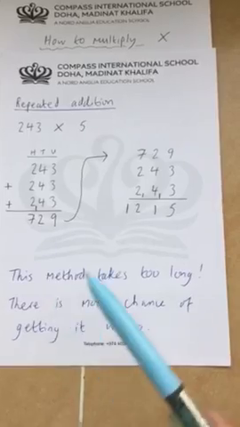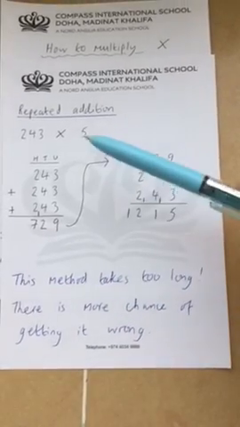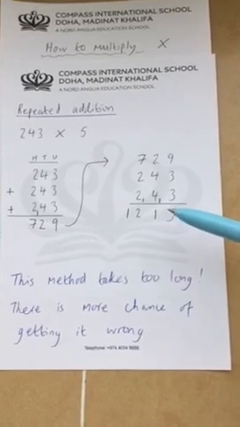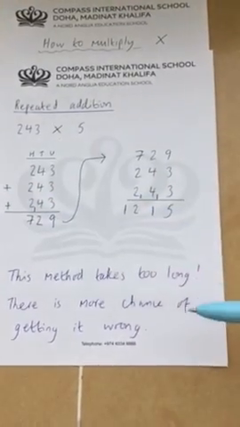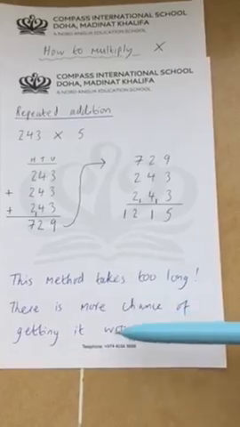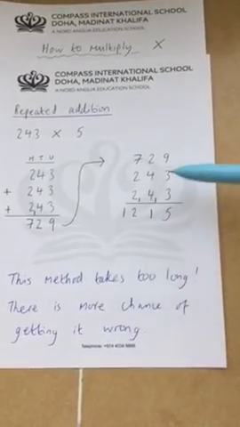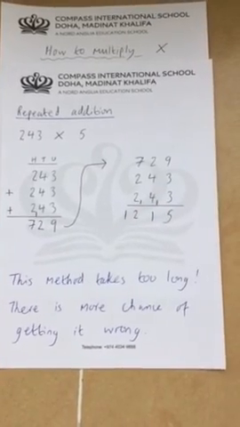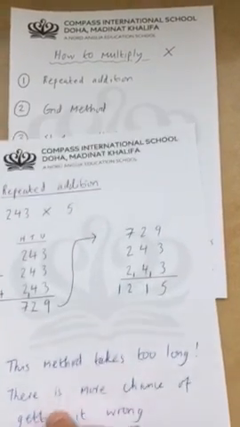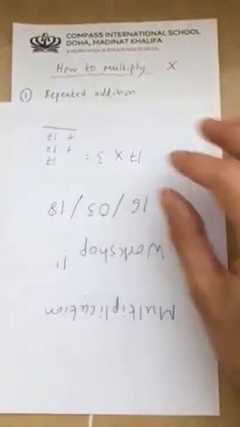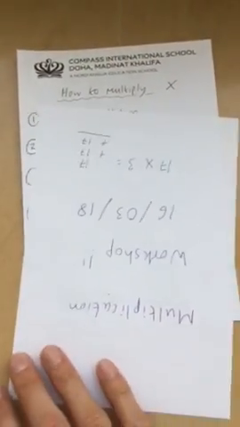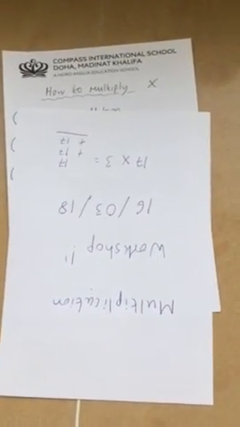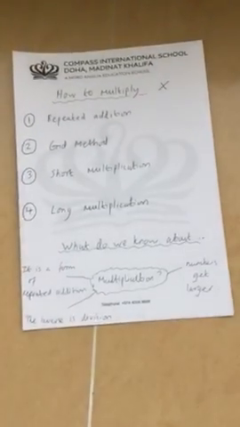The method takes too long. You've got to set it out in a couple of ways, and yes, it's easy because you end up doing addition, but there's also more chance of it going wrong because of all the calculating you have to do. So in terms of repeated addition, we don't really want to do this one. Let me just get another piece of paper because then it can look confusing on this video.